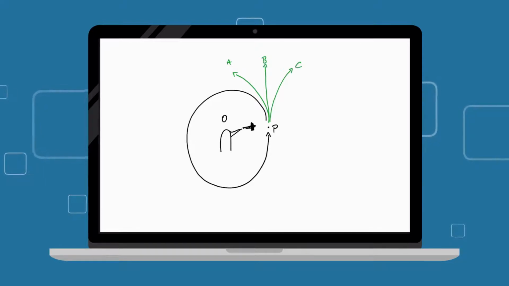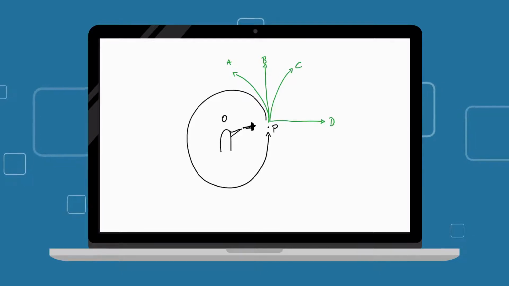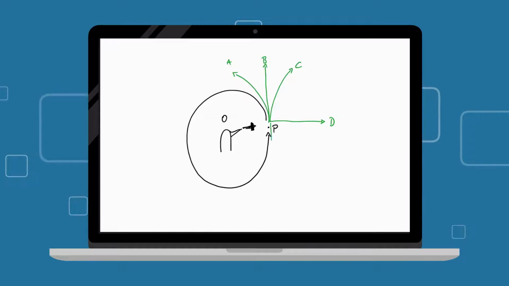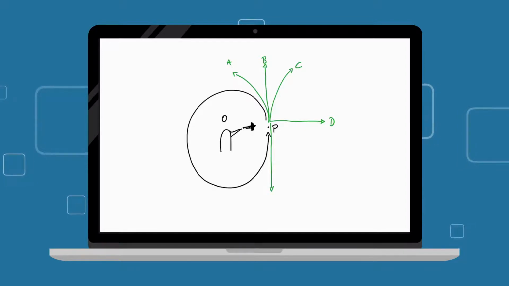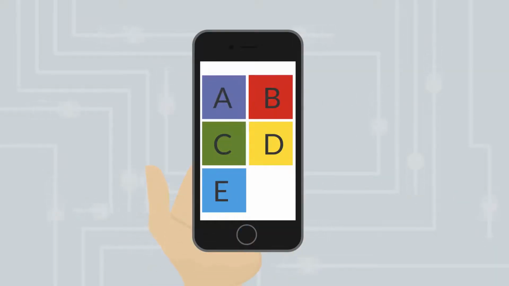Is it D? The hammer flies to the right? Or is it E? The hammer flies down? What do you think? Which one is the right answer? For now, we do not offer the solution yet. The students are supposed to think about the question.